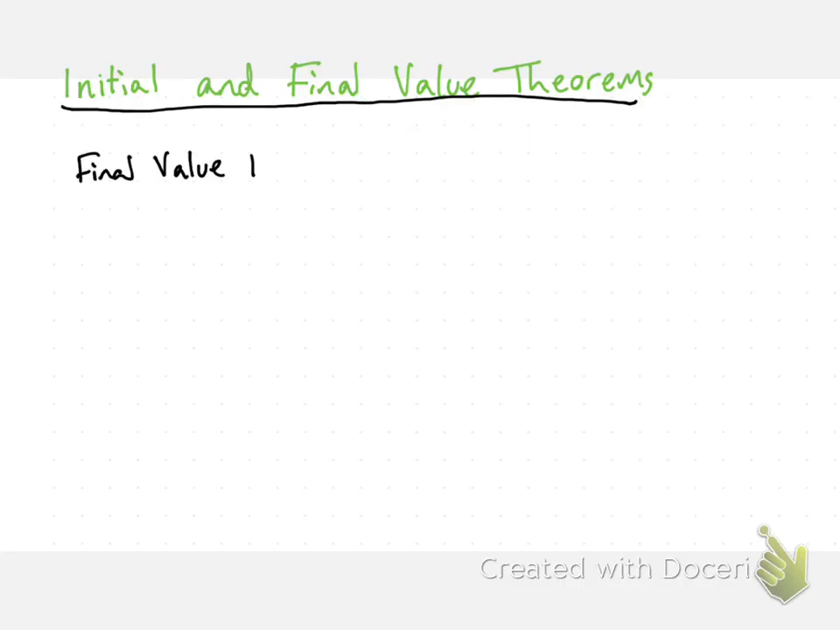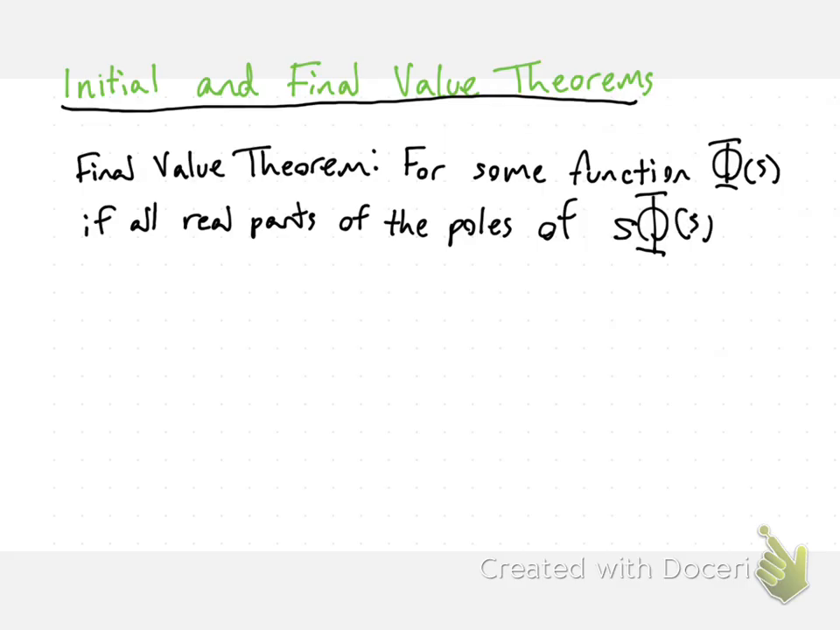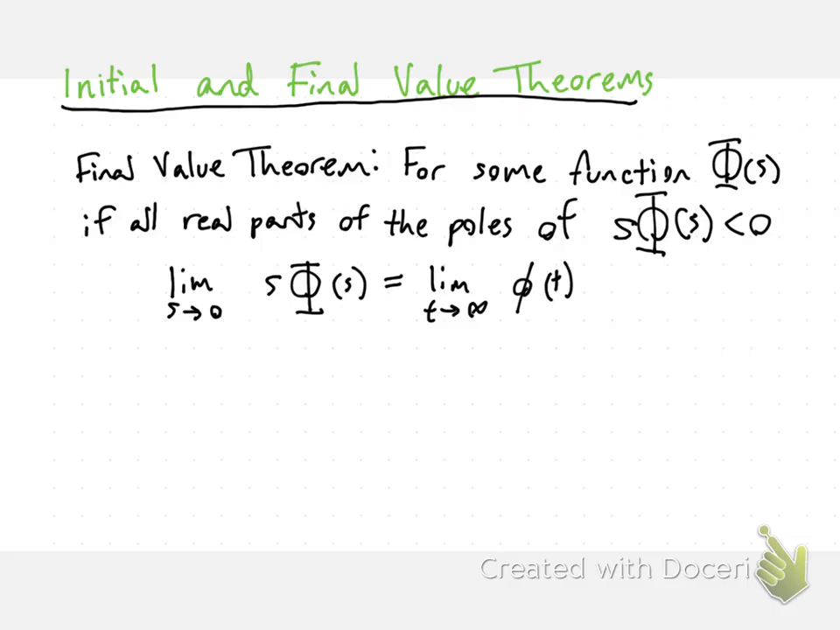So, the final value theorem says that if we have a system in the Laplace domain, a function in the Laplace domain, and we multiply that function by s, and see that all real parts of the poles of s times the function of s are all less than 0, that means that we can predict the final value by taking the limit as s goes to 0 of s times phi of s, and that would be equal to the limit as time goes to infinity of that same function in the time domain.